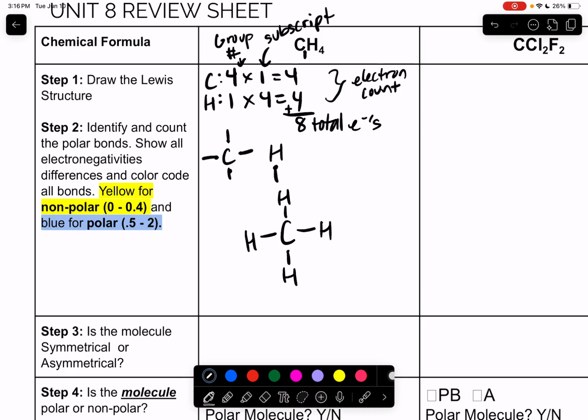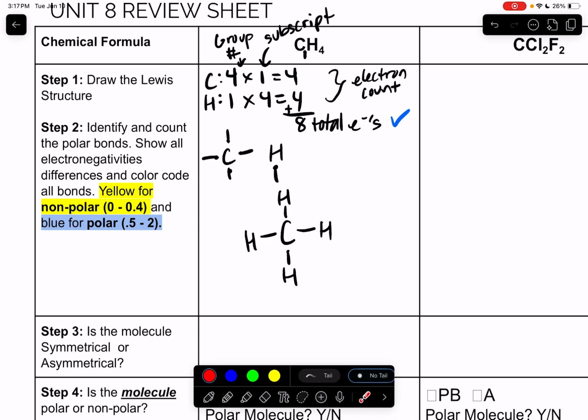Once I finish drawing my structure, now I'm going to check my work. If this structure is correct, 2 things are going to be true. I'm going to have a total of 8 electrons, each carbon is only going to make 4 bonds, and each hydrogen is only going to make 1 bond. Remember that each bond counts as 2 electrons. So when I count this, it's 2, 4, 6, 8. So I have 8 valence electrons.